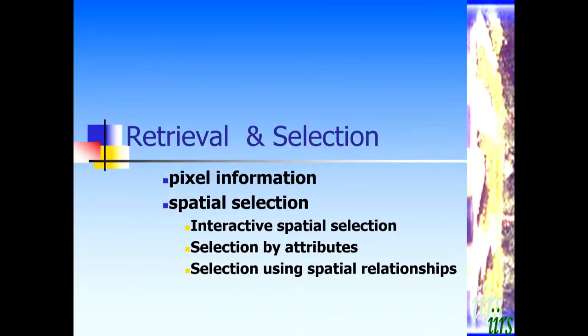And then we have retrieval and selection operations. The pixel information is a very useful tool in any raster GIS package. You will find a pixel information, or even identify tool is also there. In vector also you can use it, and you will reveal a lot of information with this pixel information and identify operation, the information window basically. Identify. Okay. Then spatial selection operations, you can do it in an interactive mode, or using attributes, or using spatial relationships. So we'll also learn about spatial relationships in a few minutes.